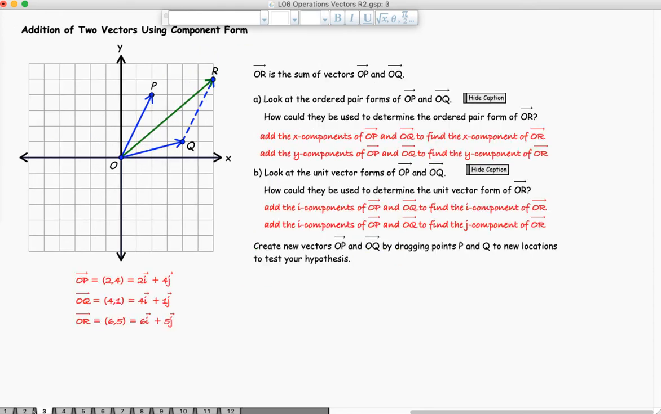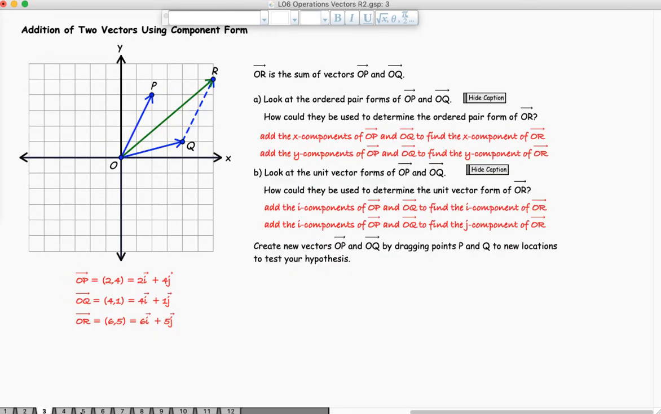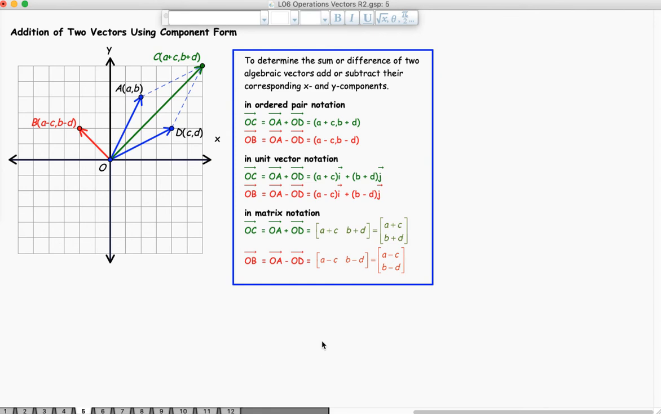So I don't remember if I did the other notations on this one. I just want to jump back for a second. No, I didn't yet, because we're doing our summary now. So summary.